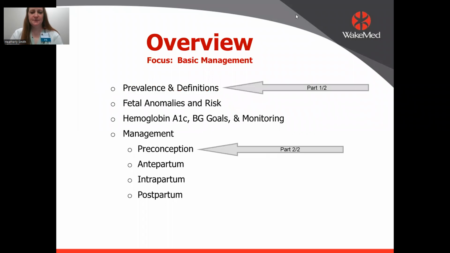Our discussion is split into two parts. First, we'll talk about the prevalence and definition of diabetes, the fetal anomalies and risk, and then how we use hemoglobin A1c, our blood sugar goals and monitoring, along with preconception counseling. In the second part, we'll really focus on management both before, during, and after pregnancy. Our entire discussion is focused on basic management.